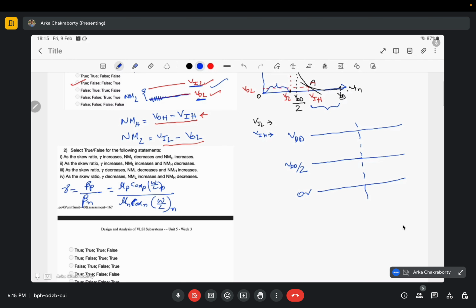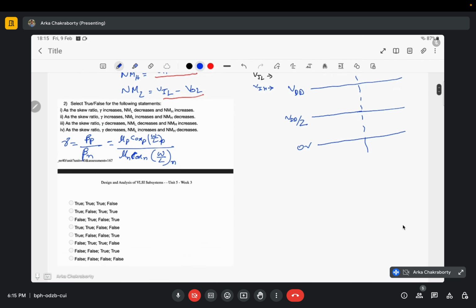Okay. So let us look into the VTC of an inverter once again. See, this inverter is the basic building block. If you understand the inverter, you can design any combinational circuit, even sequential circuits. It is called the basic building block, the simplest circuit with which, if you know this one, you can build any circuit. Why I am saying so?